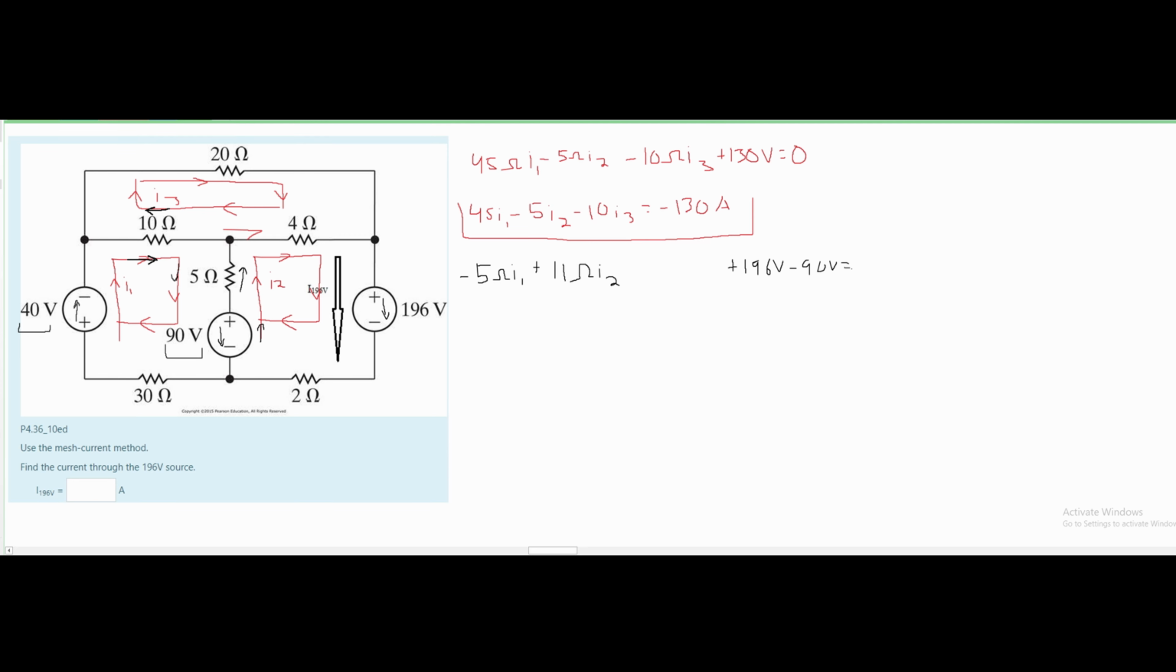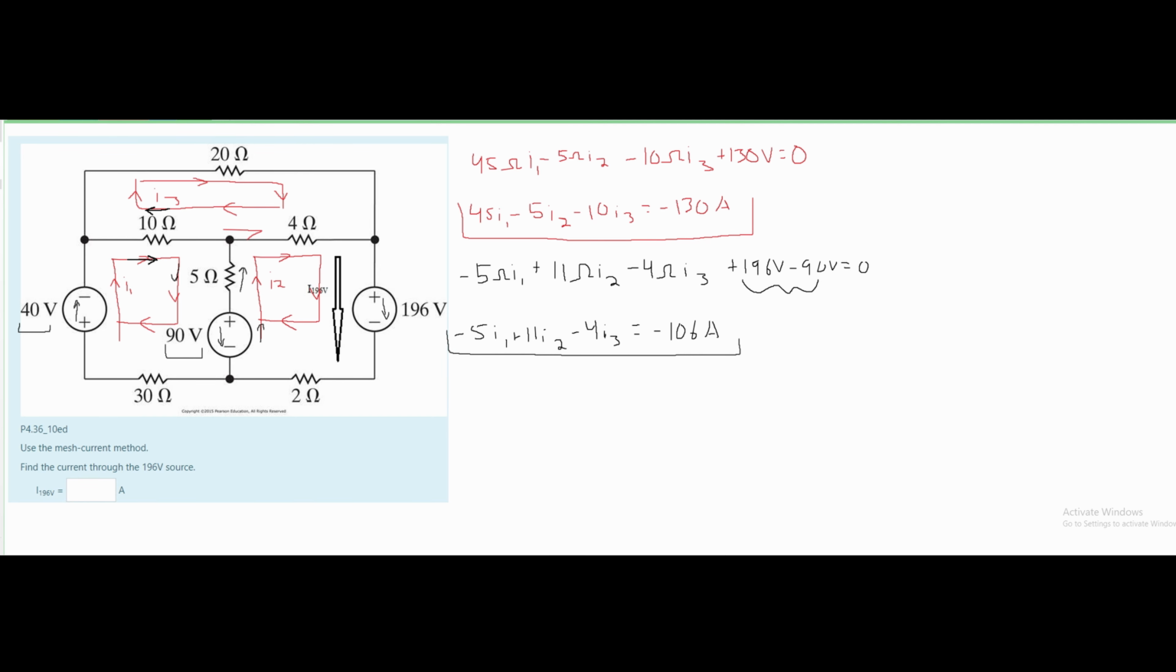This is all set equal to 0 also, and we still have to remember about this 4 ohm resistor. It's being shared with our I3, which is going in the opposite direction. So we're also going to have a minus 4 ohms times our I3. I'm going to combine these two because they're constants and then divide everything by ohms. That's going to give us this formula right here.